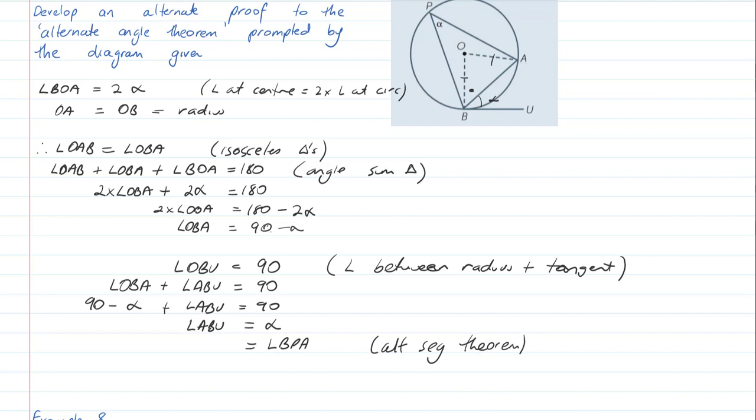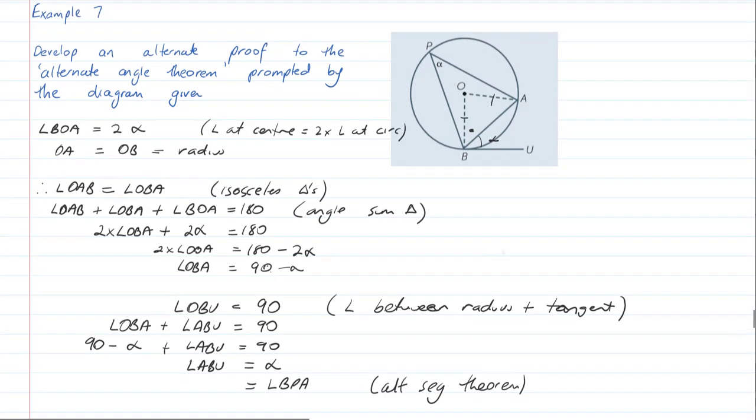Okay, so there we have the alternate segment theorem defined and done using the information that we have and prompted by that diagram. So that's example 7.